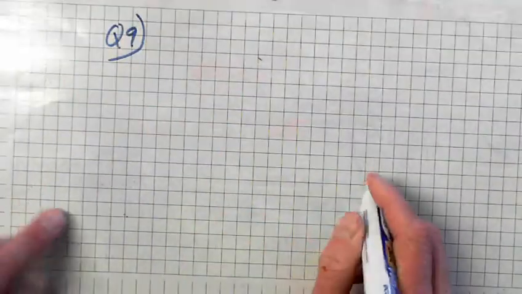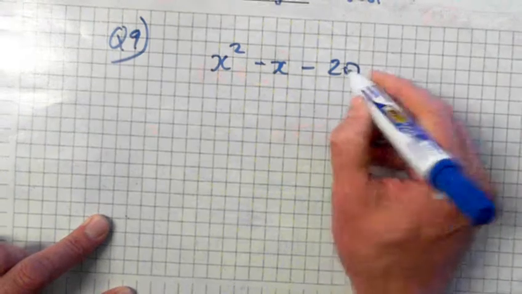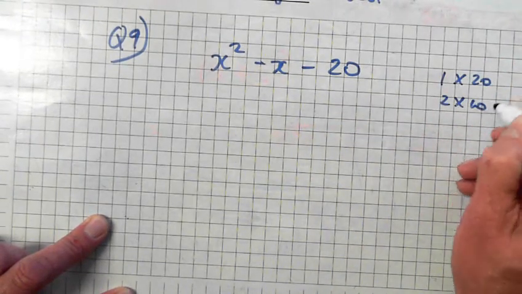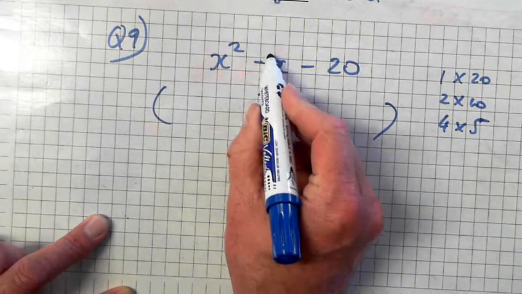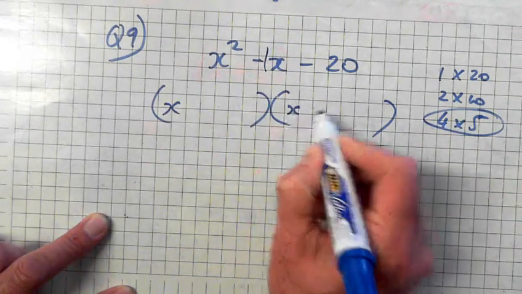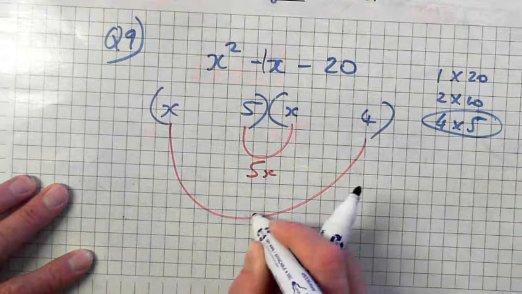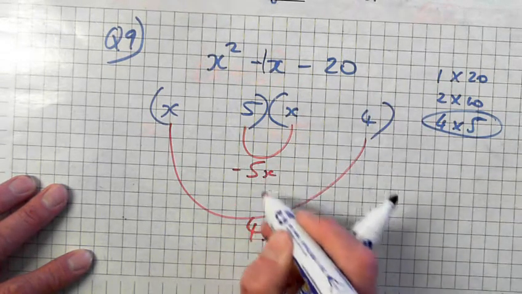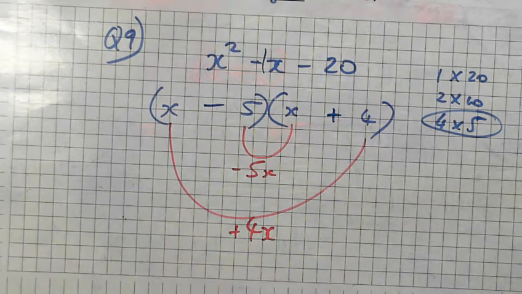And the last one, question 9. Sorry, it's not the last one. Question 9, factorize. Find the factors. The factors of 20 are 1 times 20, 2 times 10, 4 times 5. How do I get a 1? This is a 1. Or minus 1. I use 4 and 5, minus 4 is 1. That's 5x, that is 4x. How do we get a minus 1? I need minus 5 plus 4. This sign goes left, this sign goes right. They're the factors. Factorize.